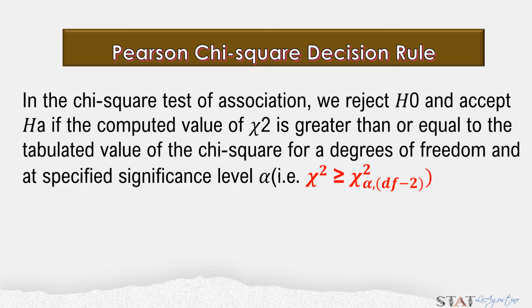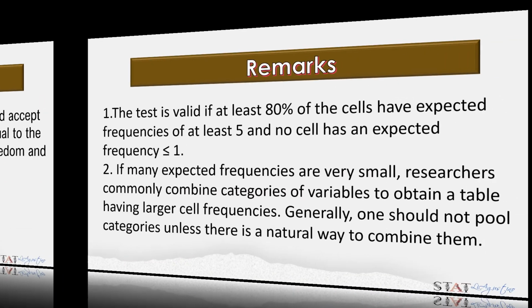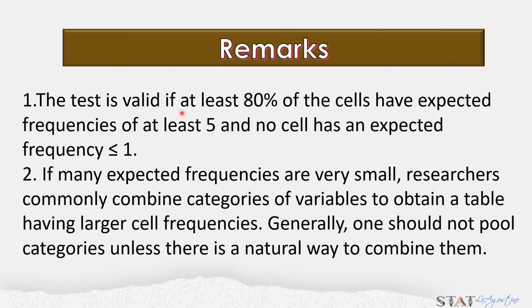Okay, so let's have some remarks. The test is valid if at least 80% of the cells have expected frequencies of at least 5 and no cell has an expected frequency less than or equal to 1. If many expected frequencies are very small, researchers commonly combine categories of variables to obtain a table having larger cell frequencies. Generally, one should not pool categories unless there is a natural way to combine them.